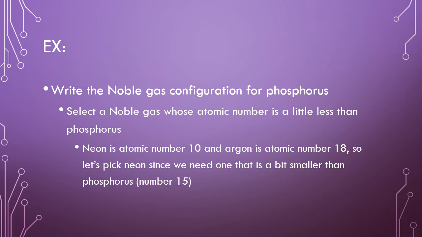Since there are two noble gases that are close to phosphorus in number, we have neon, number 10, and argon, number 18. We should pick neon out of these two since we want one that is smaller than phosphorus, which has atomic number 15. So neon's symbol in square brackets will be part of the noble gas configuration for phosphorus.